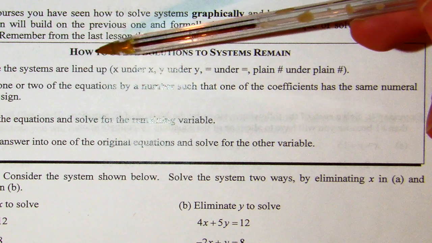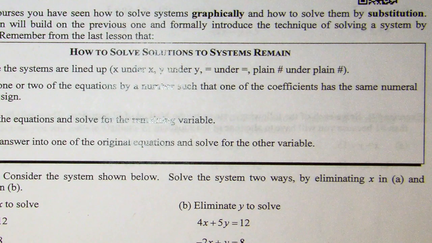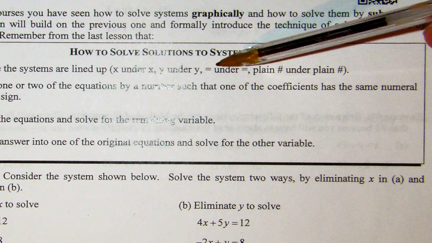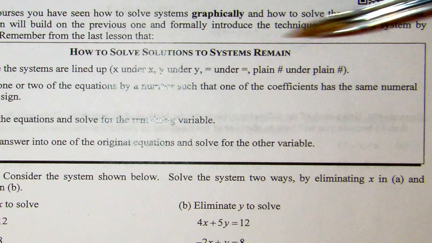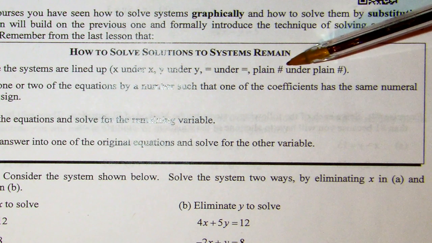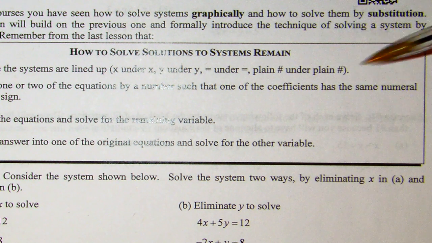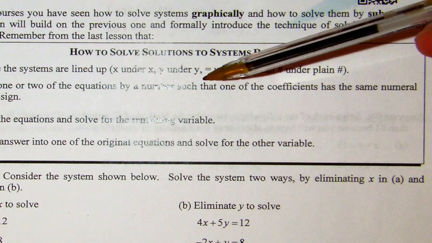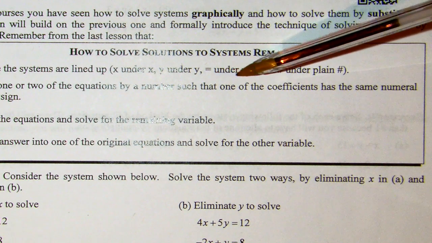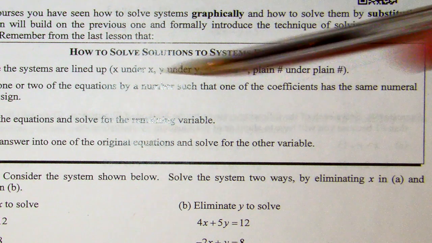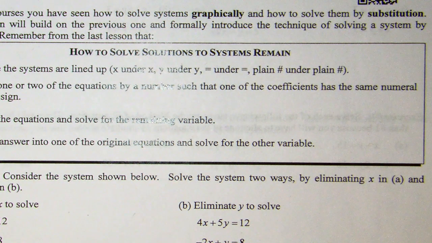You gotta make sure that the two equations are lined up, meaning the x's are under the x's, the y's under the y's, the equal signs under the equal signs, and the plain number, which is just a constant, under the plain number. The second step is multiply one or two of the equations by a number such that one of the coefficients has the same numeral but opposite sign. Meaning, if we're going to eliminate, let's just say the x's, and you see a positive 4 next to an x, you're going to have a negative 4 under the other.